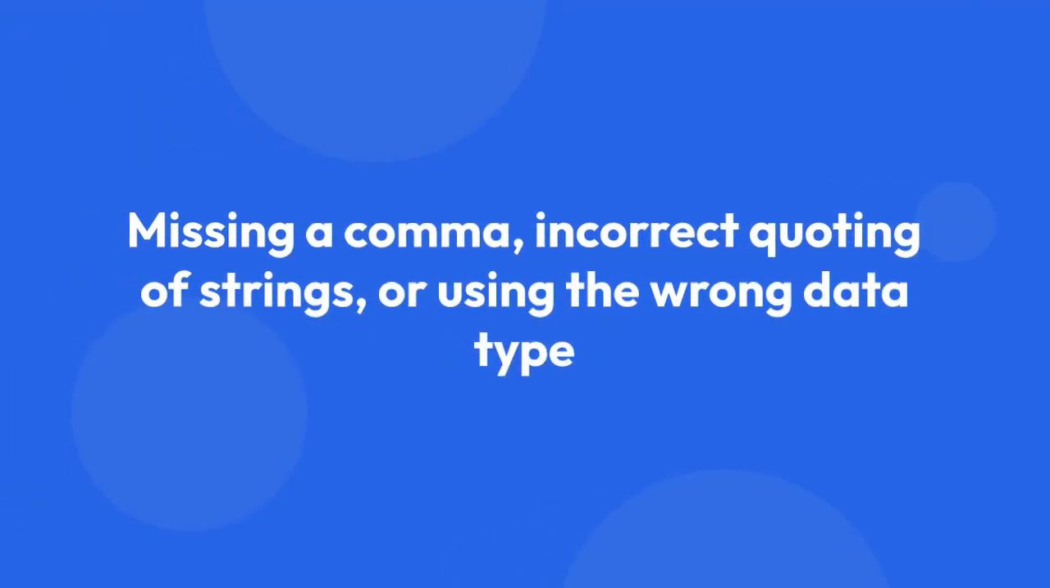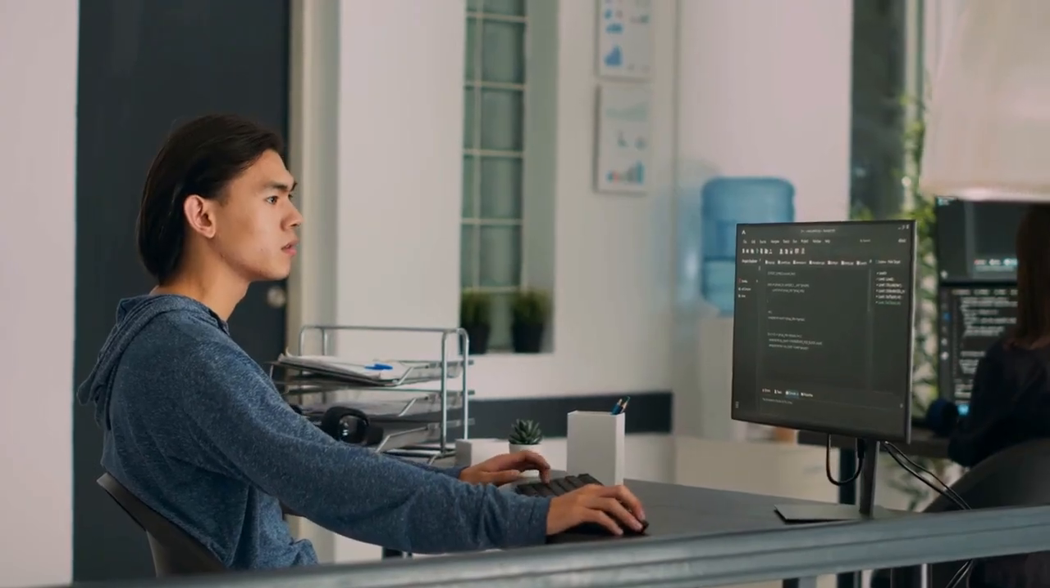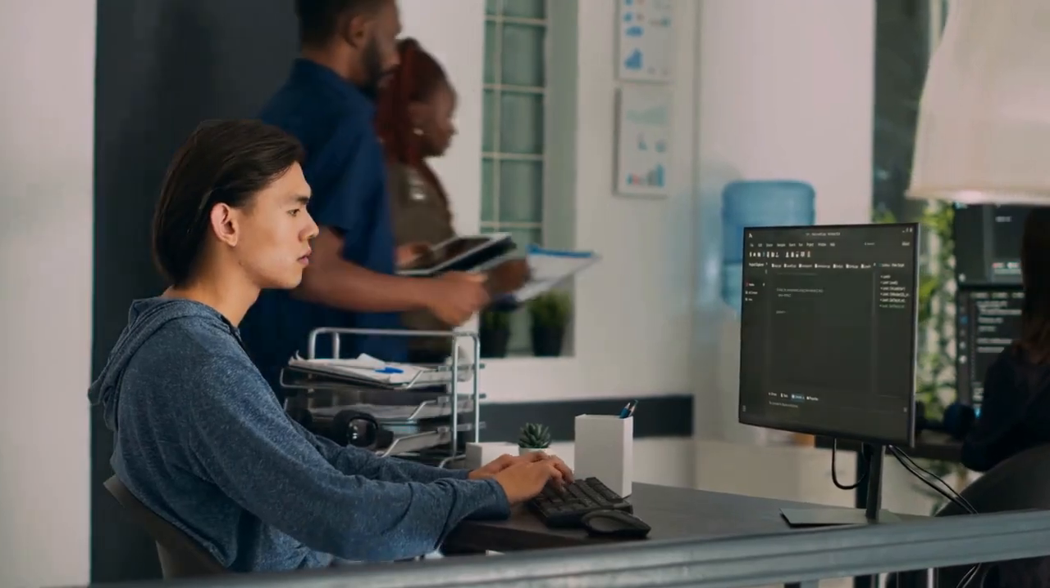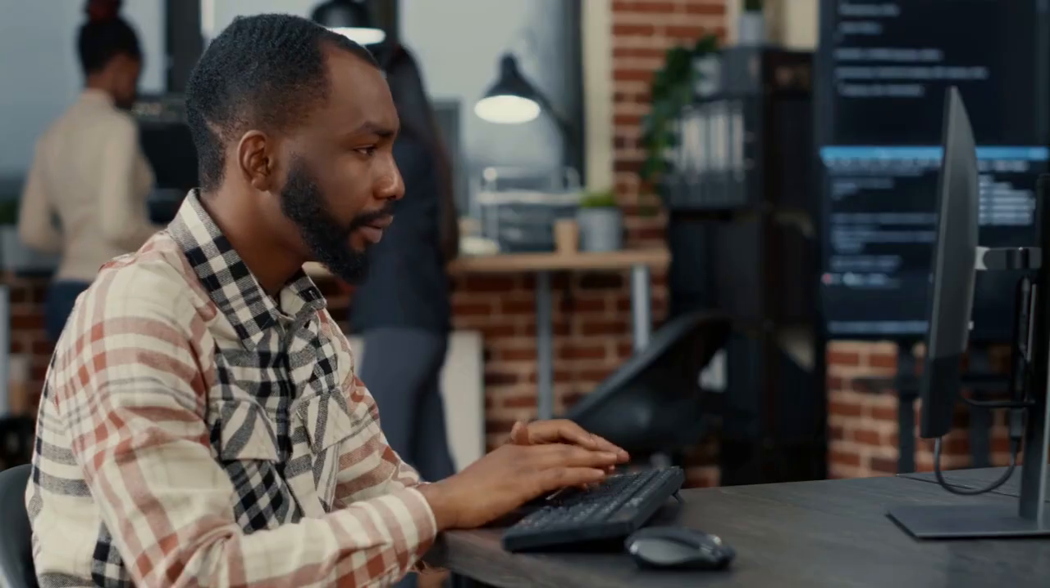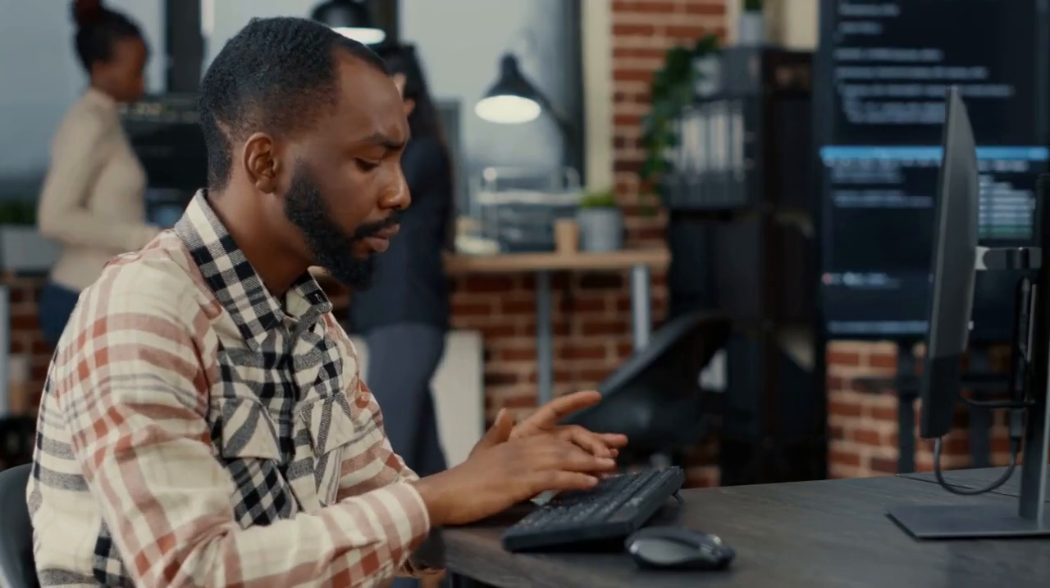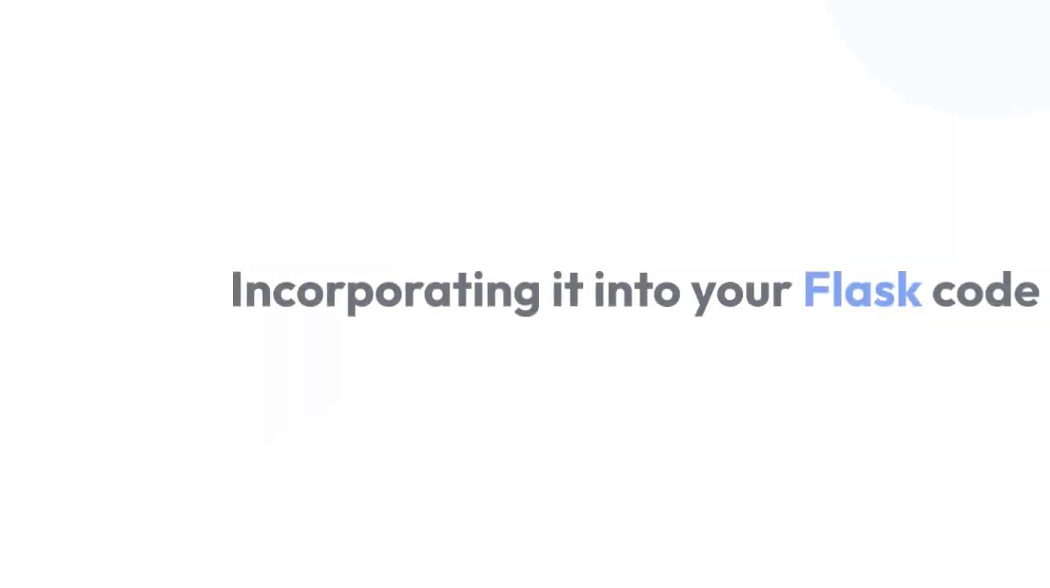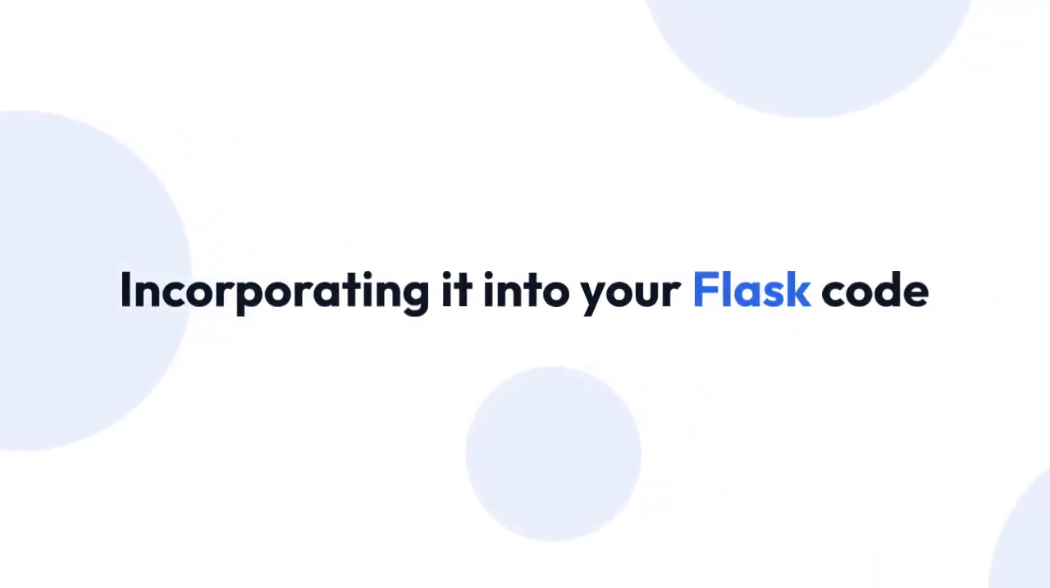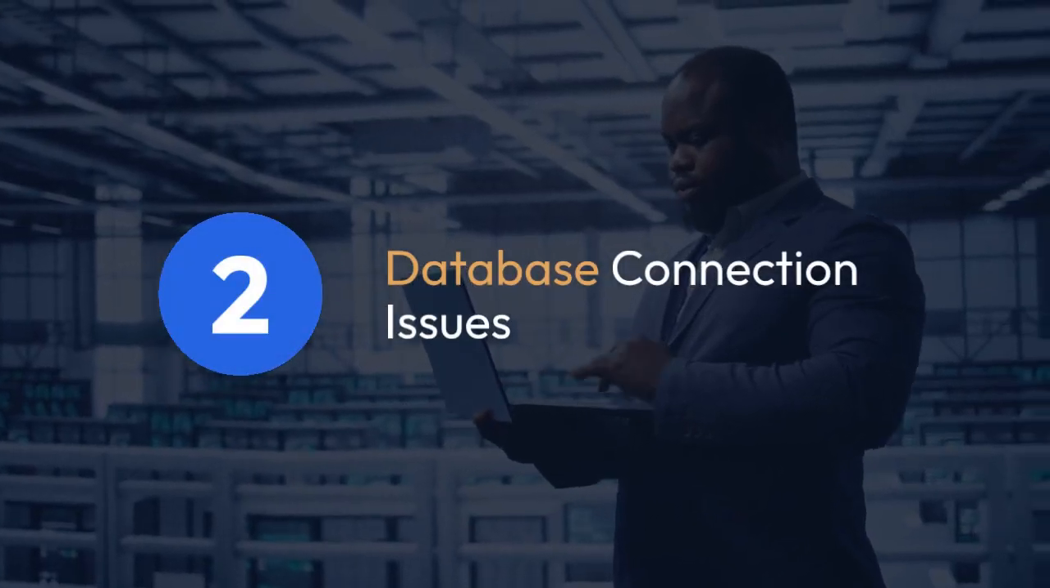For example, missing a comma, incorrect quoting of strings, or using the wrong data type, like trying to insert a string into an integer column, will all cause errors. Remember that SQL is strictly typed. Mismatched types frequently lead to problems. Always verify your SQL statement independently, perhaps using a database client like pgAdmin or DBeaver, before incorporating it into your Flask code.